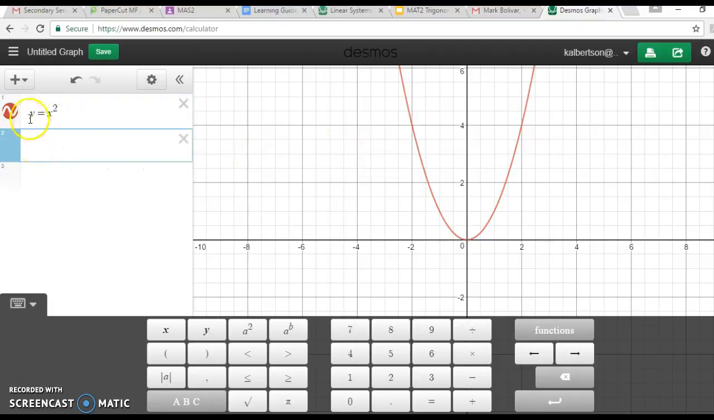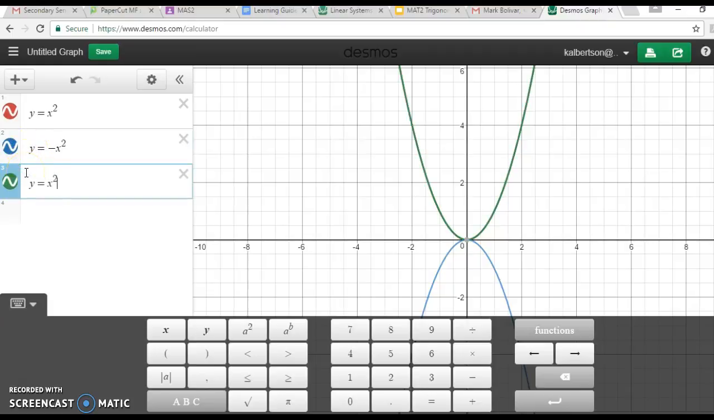Click down for a new one. I'm going to cheat by copying the formula. But this time I'm going to look at what happens if you make it a negative x squared. Okay, and as you can see, it turns it upside down. Let's have a look at what happens if you were to make the number in front of x squared, the coefficient, maybe 2. So have a look and see the green one, 2x squared.